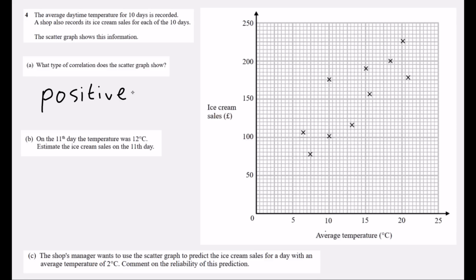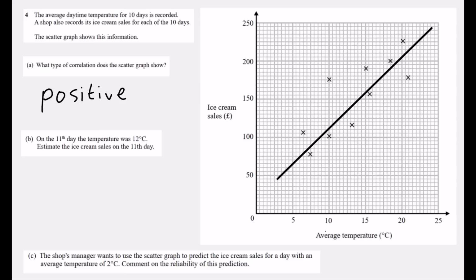On the 11th day, the temperature was 12 degrees. Estimate the ice cream sales on the 11th day. So to use a scatter graph, we need to draw a line of best fit. So it's a line that goes through the points. We want it to best fit the points, roughly the same number of points on both sides. We want to minimize the distance from the points to the line.